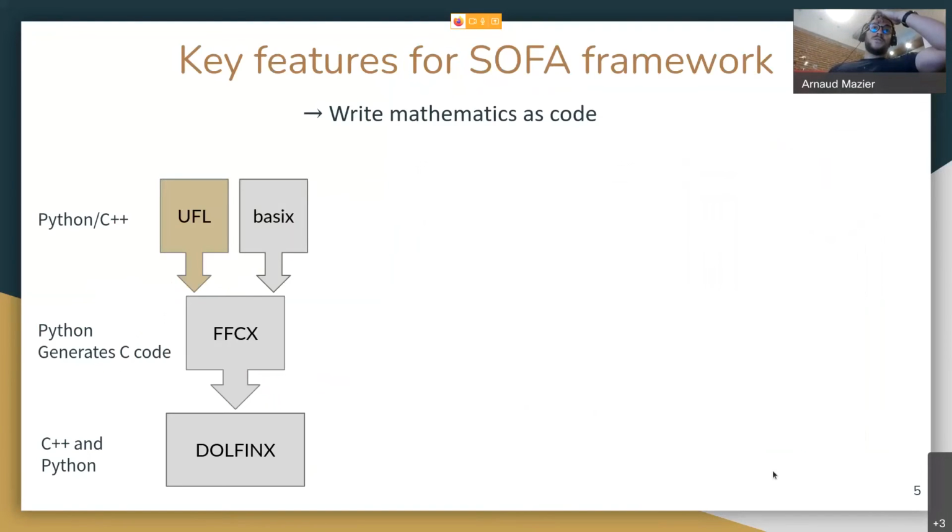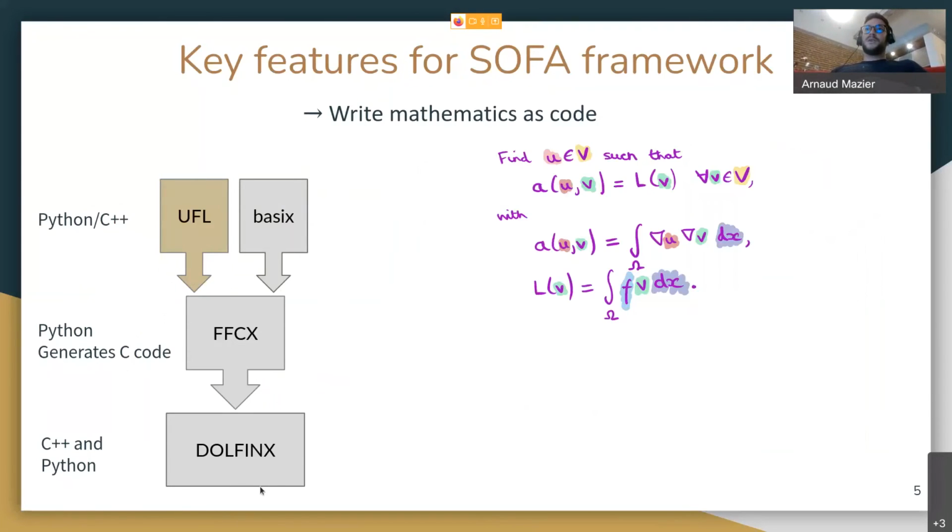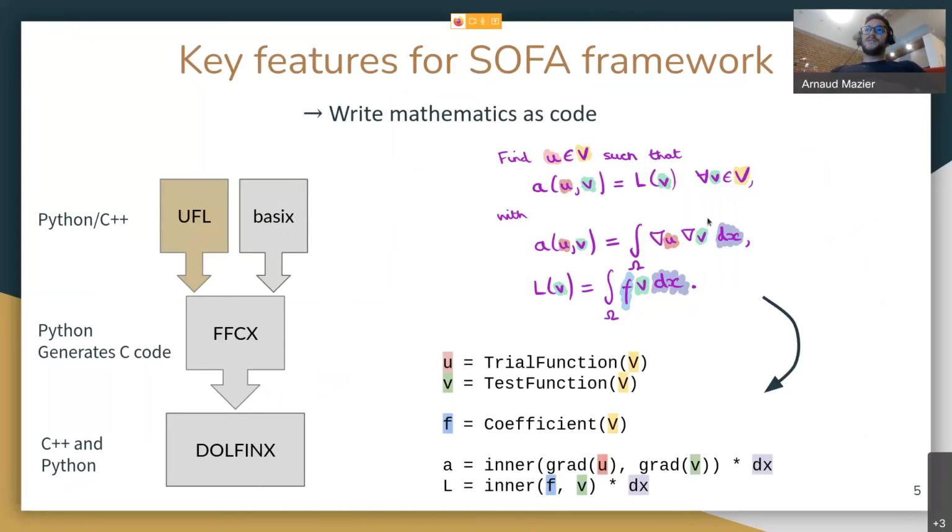So we wanted to use the Phoenix software. Phoenix is divided in three parts. You have a part where you write your weak formulation in UFL, which is really close to the Python language. Then you compile this Python code using FFCX. Then you solve your finite element problem with Dolfinx. So it's actually quite straightforward to implement such a problem.